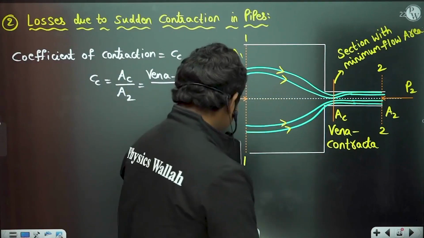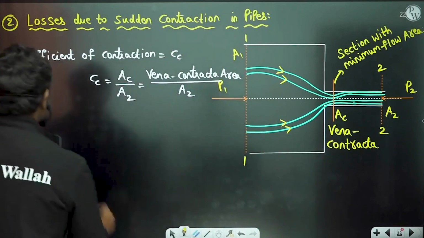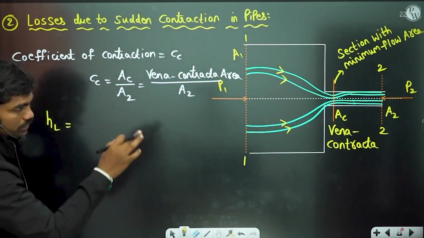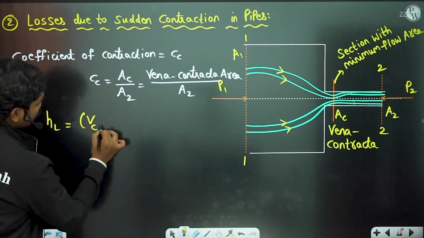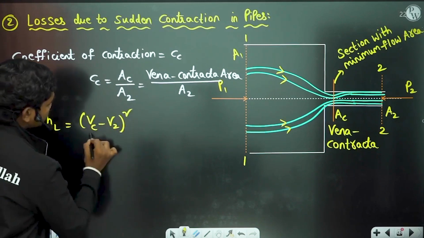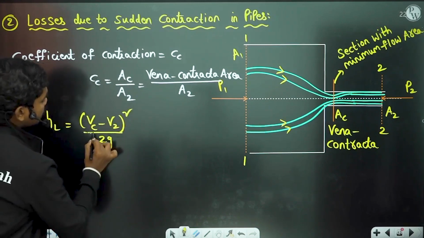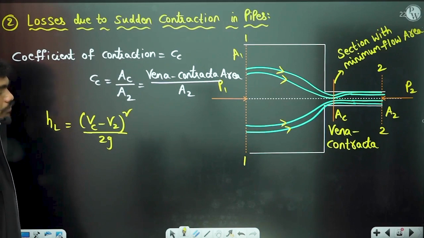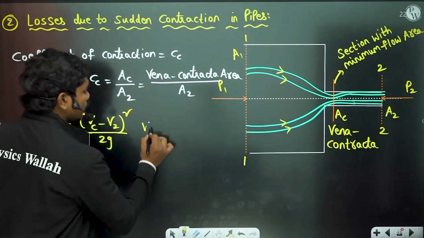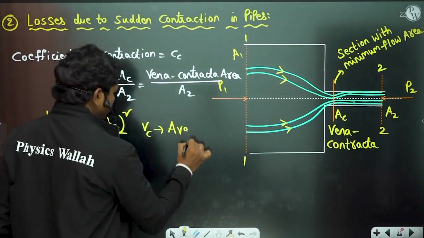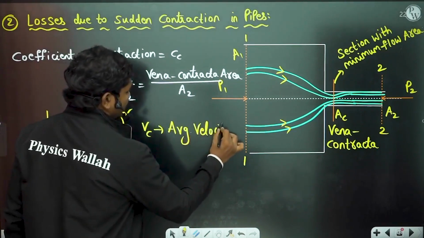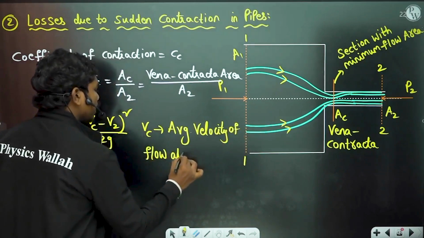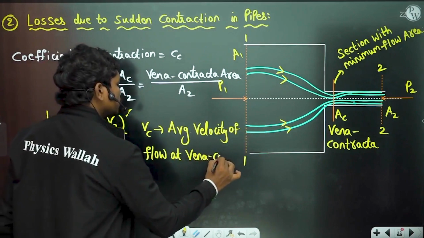Now the main thing is, what is the head loss? Head loss due to sudden contraction requires the same analysis as before, but I'm not doing it. I'm just giving you the result, which is (Vc minus V2) whole square by 2g. Here Vc is the average velocity of flow at the vena contracta.